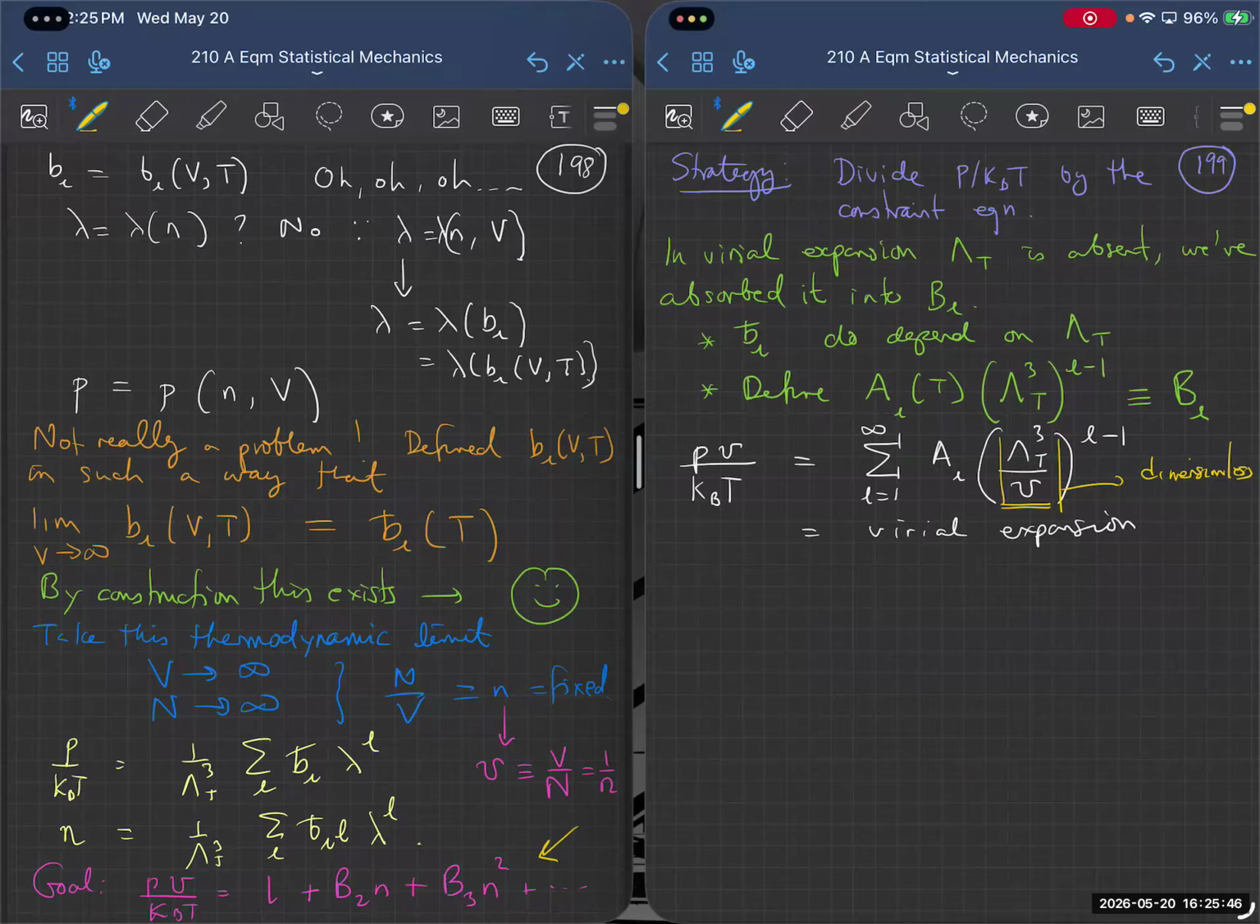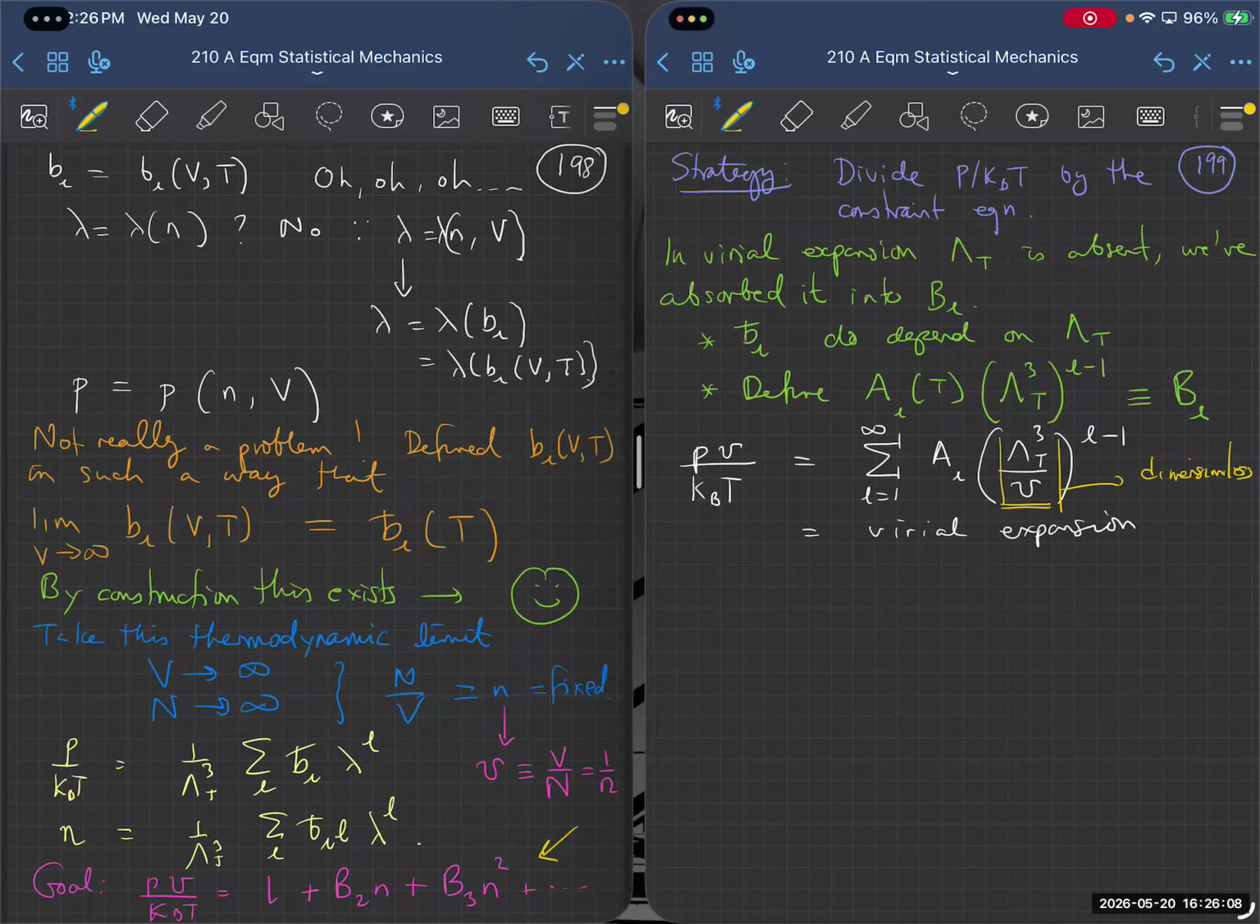It was the thermal de Broglie wavelength cubed divided by the volume per particle, basically saying that the particles are so far apart that they don't see the cloud of quantum uncertainty around them, which is the typical size of the wave function that represents the particle in quantum mechanics. And so we can think of the particles as being classical. So that's just our definition.